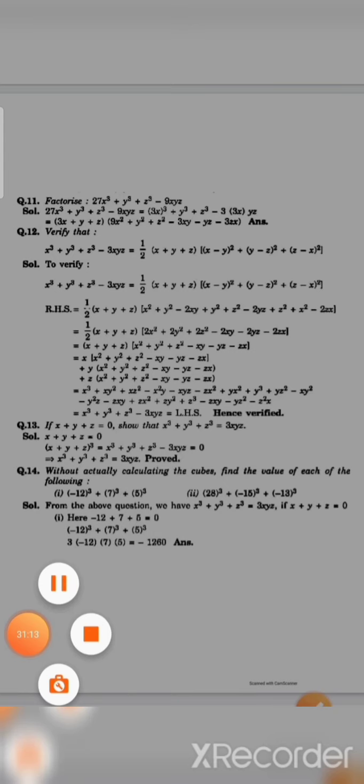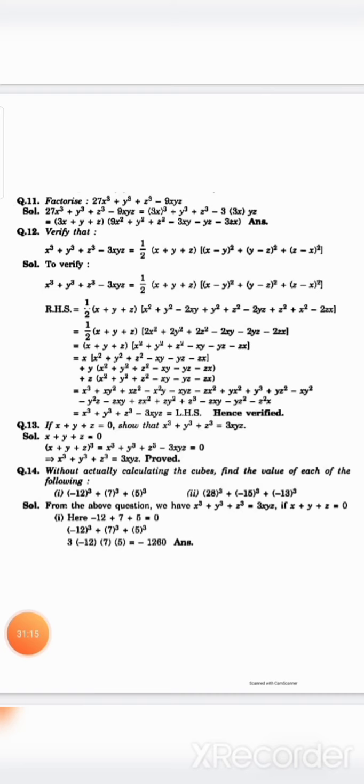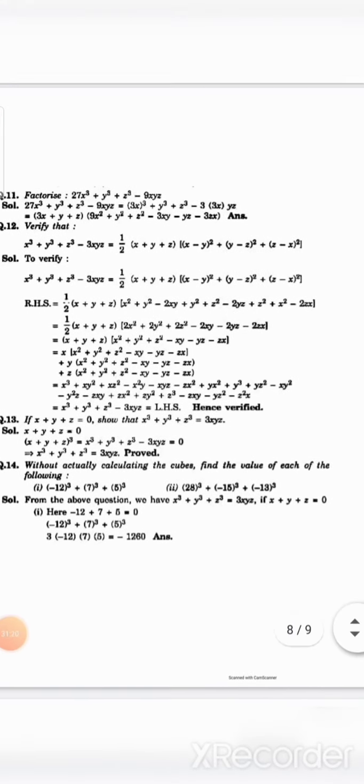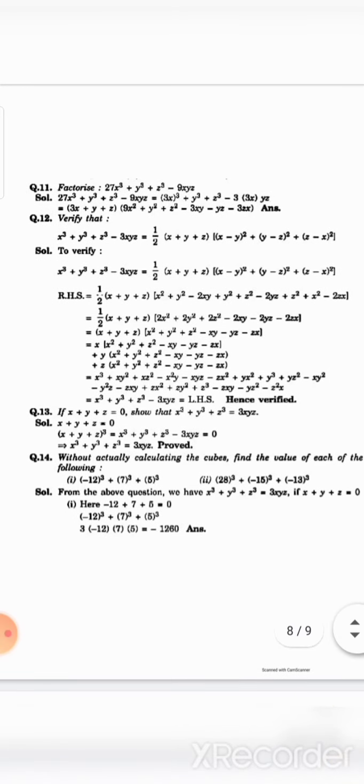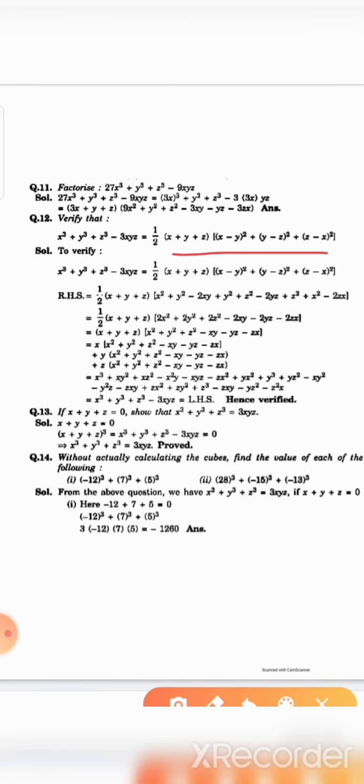So to verify, again we use the RHS part of the question. The RHS part of our question is 1/2 x plus y plus z into x minus y square plus y minus z square plus z minus x square. So we use this part and then simplify the steps, and if we prove that the answer of this part is the LHS, then it is verified.